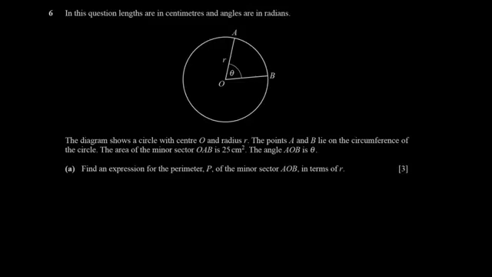Well, what's the perimeter? The perimeter is going to be this length, which is the radius, plus this length, which is the arc length, plus this length here, which is the radius.